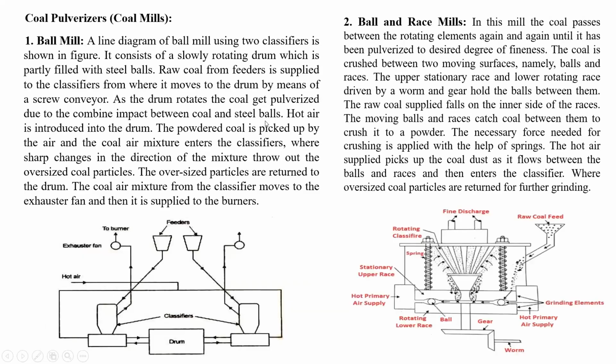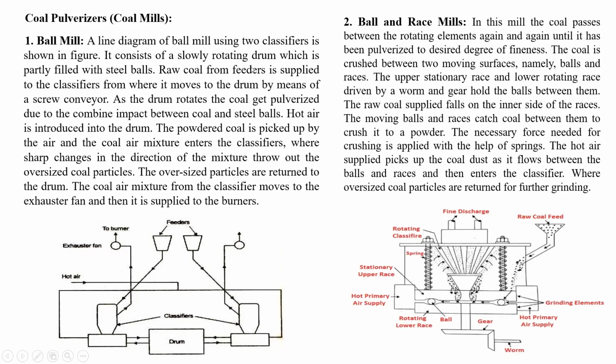Okay, so we'll see two to three mills here. Ball mill, a line diagram of a ball mill using two classifiers is shown in the figure. You can see there are two mills with classifiers here. This is the drum. The function we'll see with explanation. This is the exhauster fan, two exhauster fans, left side and right side. These are the coal feeders from which the coal is fed to the coal mills. And then you can see the left side burner and the right side burner. Okay, now you will get an idea.